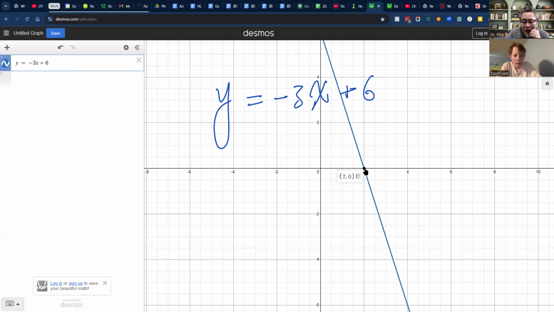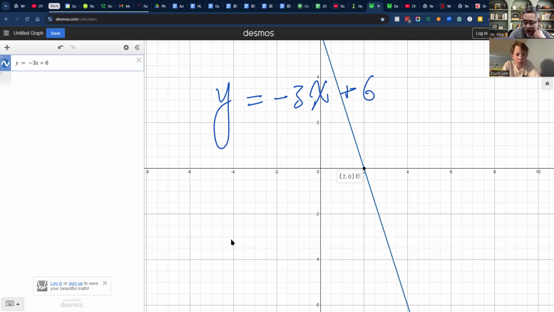All right. So this actually is 2 comma 0, not negative 2. Good. So you need to put negative 3 in front. If you put positive 3, that's what you'll get. Sorry, I accidentally put positive. Yeah, that's fine.